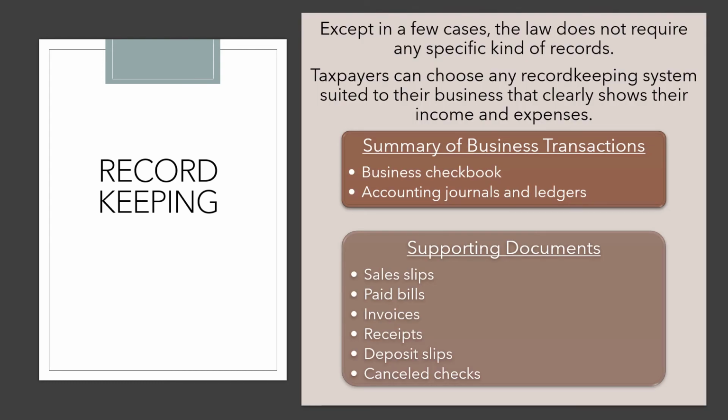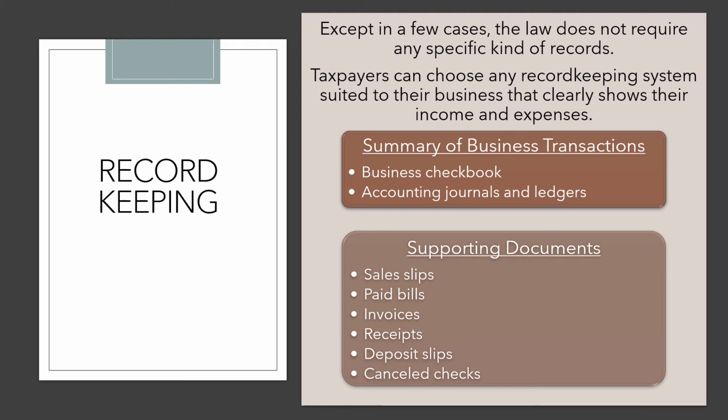There is flexibility with what kinds of specific records people can keep. There's a few cases, like with the mileage, where the IRS wants to see some specific things in order for something to be good support for that deduction. But there's not necessarily that detailed of guidance for everything. So taxpayers can choose any record keeping system that suits their business as long as it clearly shows their income and expenses.